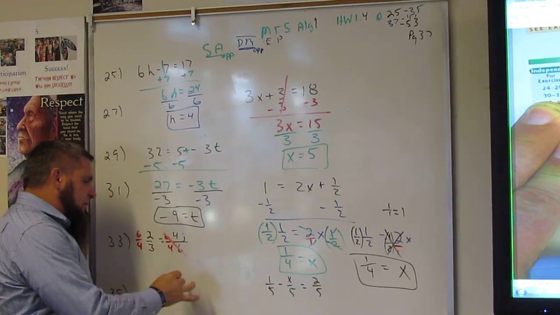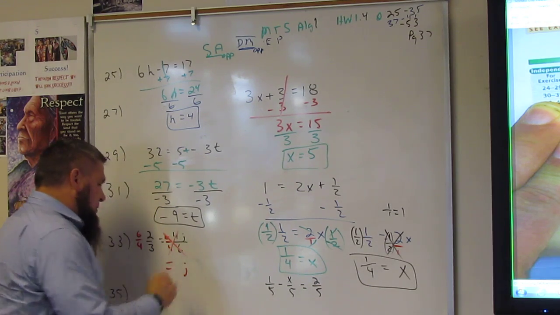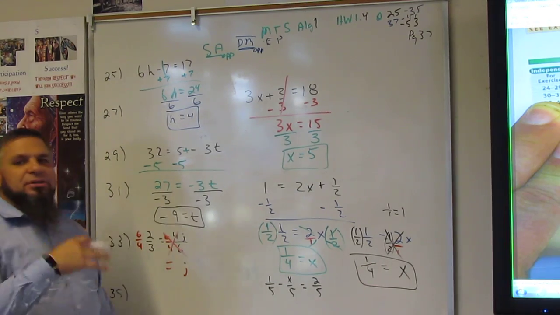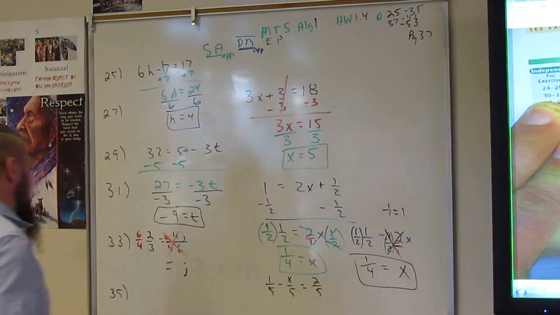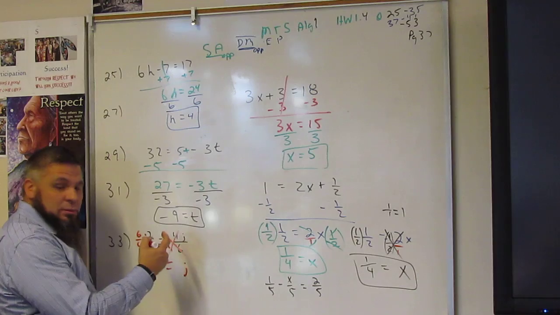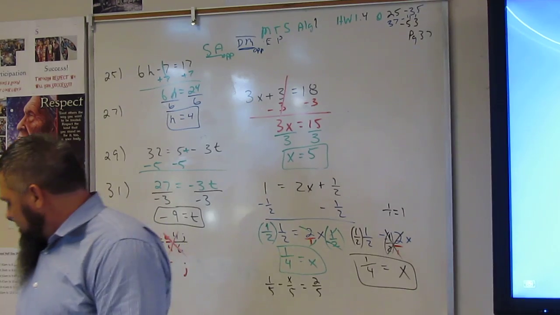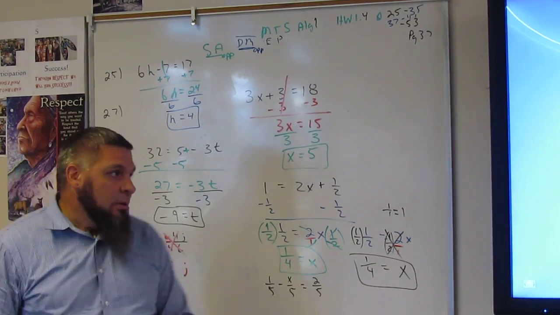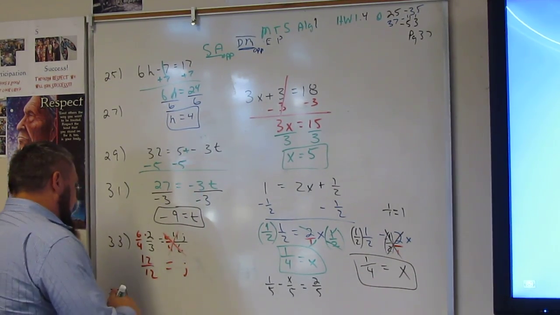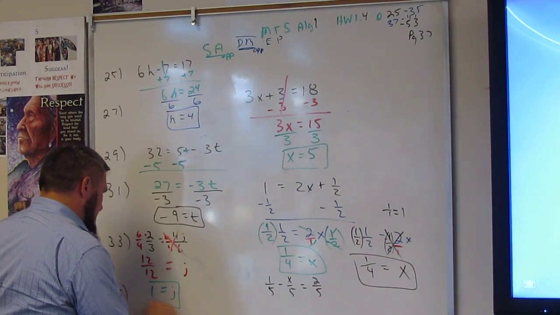Now here's the thing. 6 goes into 6, 4 goes into 4, so all I'm left with is that j. Now, you can do this two different ways. You can multiply it first, and you get 6 times 2 is 12, and 4 times 3 is 12. And what's 12 over 12? Uh-oh. Did I mess it all up? No, it just timed out. So what's 12 over 12? 1. So we got 1, is equal to j.